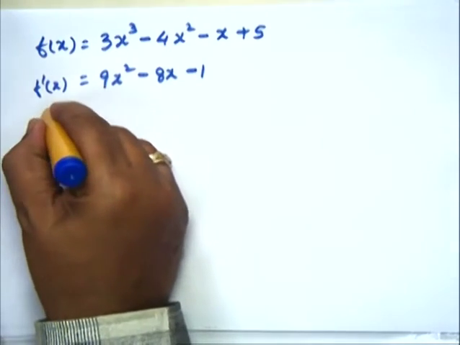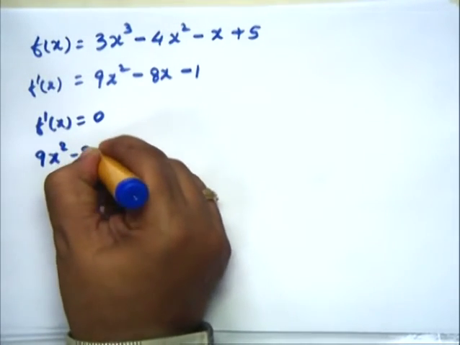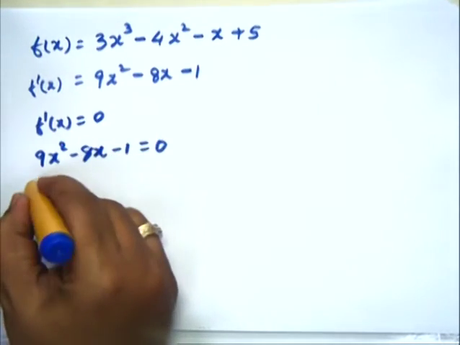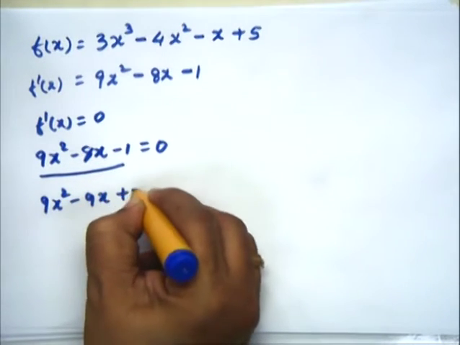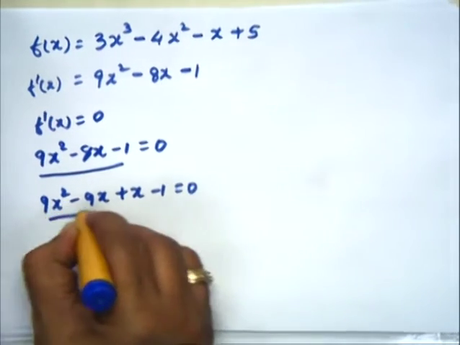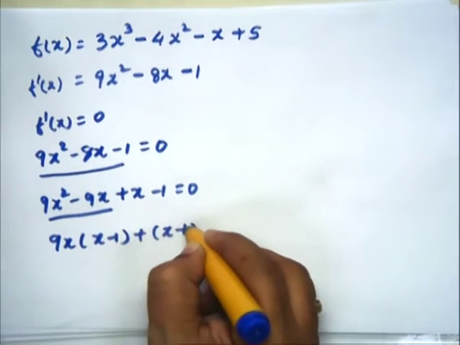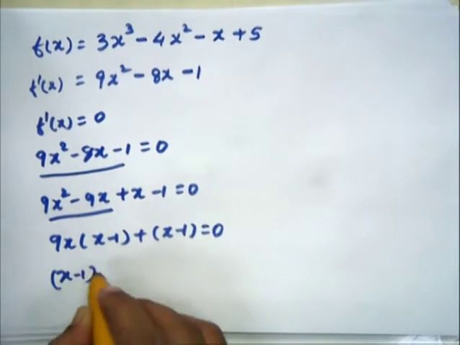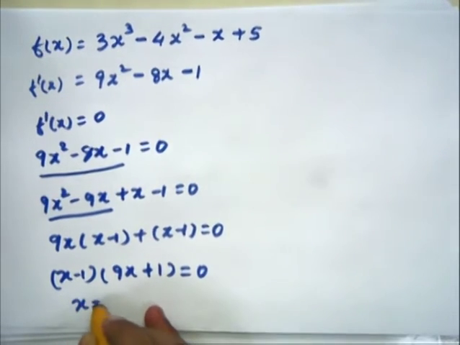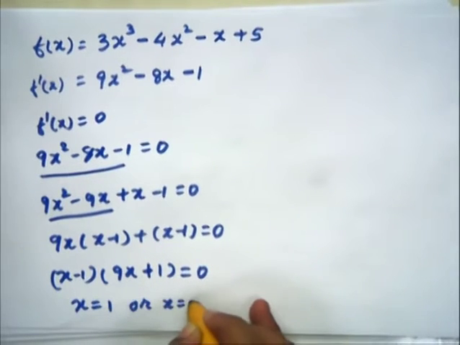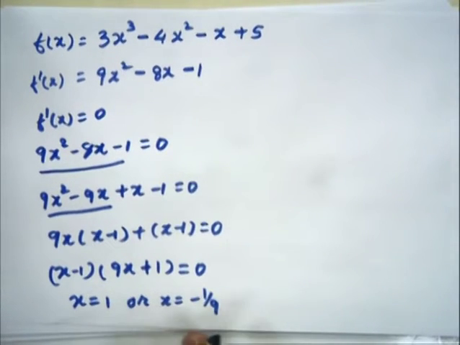Now if we take f dash x is equal to 0, we have 9x square minus 8x minus 1 is equal to 0. So let us factorize this. So 9x square minus 9x plus x minus 1 is equal to 0. So if we take 9x common, we have x minus 1, and if we take 1 common, we have x minus 1. So x minus 1 is one factor, and another factor is 9x plus 1 is equal to 0. So x is equal to either 1 or x is equal to minus 1 upon 9. So these are 2 points for which the function is either maximum or minimum.